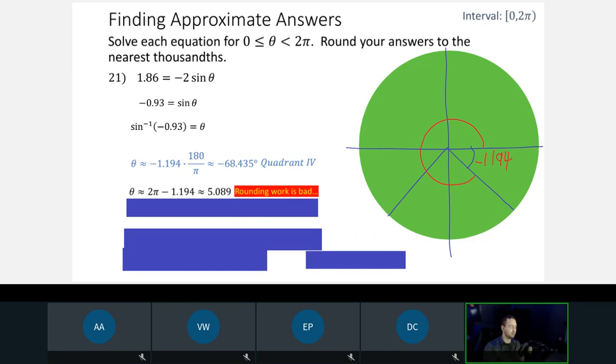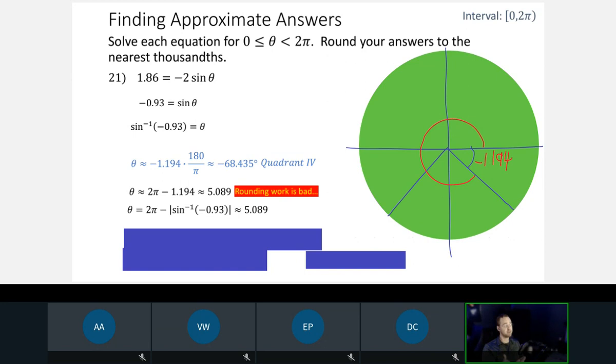I put this in red outline, yellow text. Rounding work is bad. I'm saying that because I was really upset when you guys were rounding your work on your TGA. So I'm showing this. You don't want to do this. My rounded work is this right here, my 1.194. By plugging this in, I'm using rounded work to get a rounded answer. We don't want to do that. So rather than use 1.194 right here, what do I want to use instead? I want to use the arc sine instead. That way I'm actually using exact values.